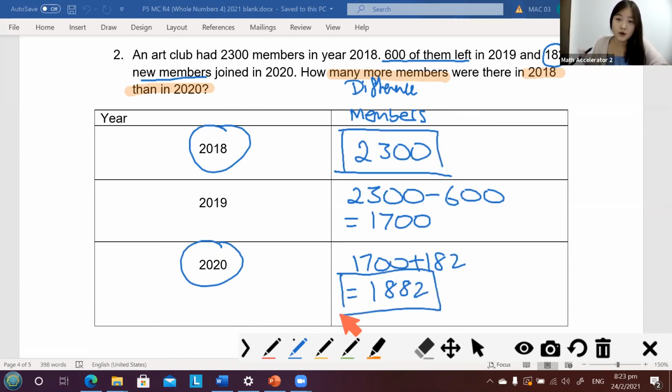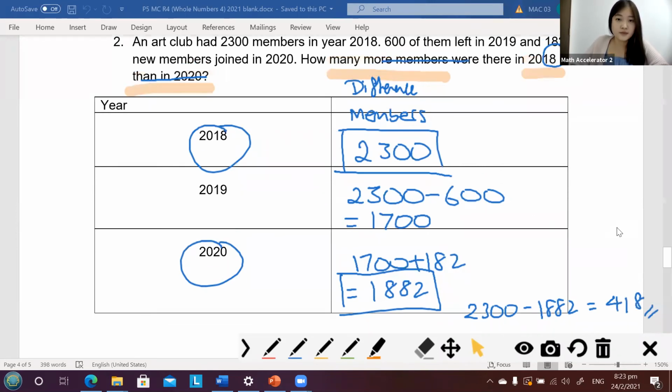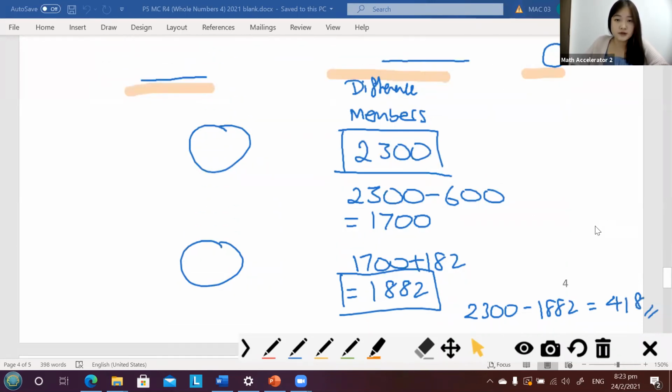Okay, how many more? So final step, 2,300 minus 1,882. Final answer, what do you get? Okay, thank you. Yep, 418. Okay, great. Let's carry on.